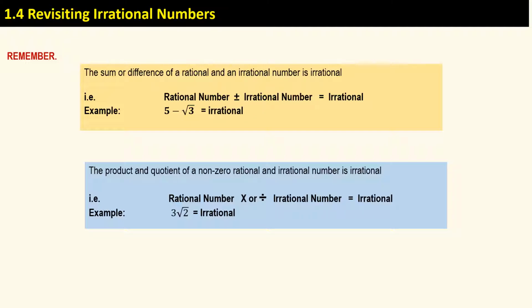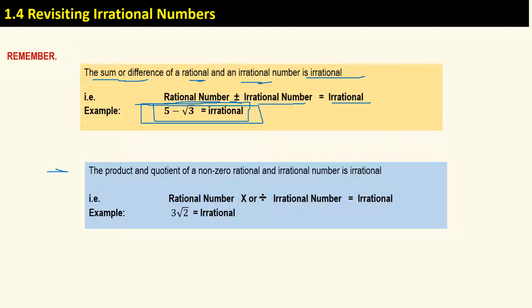Before we go ahead, remember that the sum or difference of a rational and an irrational number is always irrational. That is, a rational number plus or minus an irrational number will give us an irrational number. As an example, 5 minus square root of 3 is an irrational number.